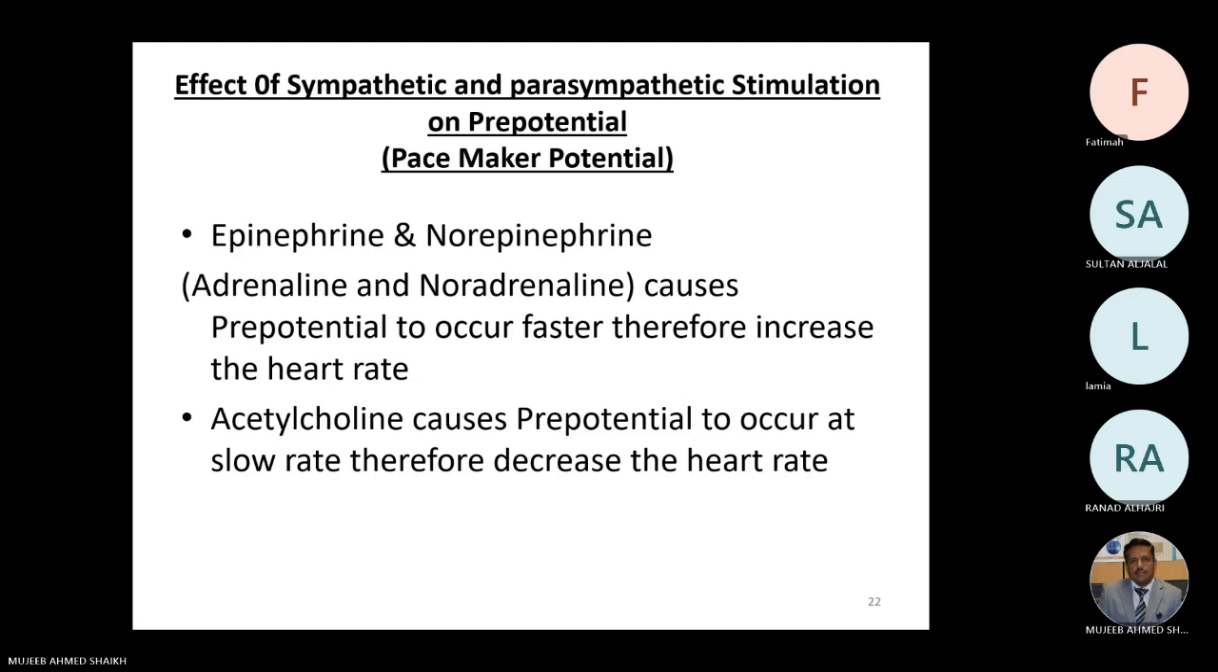Okay. And when we say sympathetic stimulation, usually it is the neurotransmitter release. So during exercise, sympathetic stimulation leads to release of epinephrine and norepinephrine, which causes the heart rate to become faster, an increase in the beats per minute. Whereas parasympathetic stimulation leads to release of acetylcholine, and this will lead to a slower or decreased heart rate.